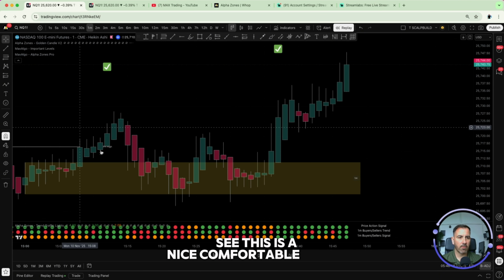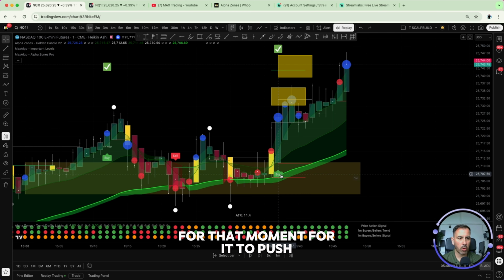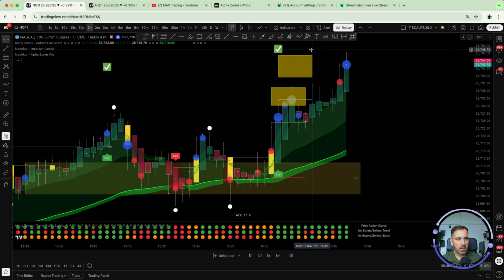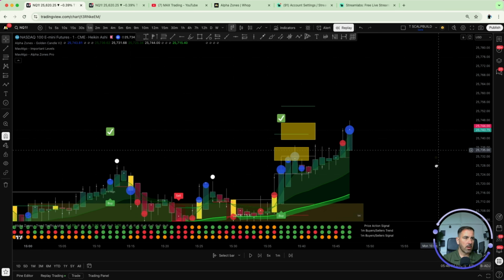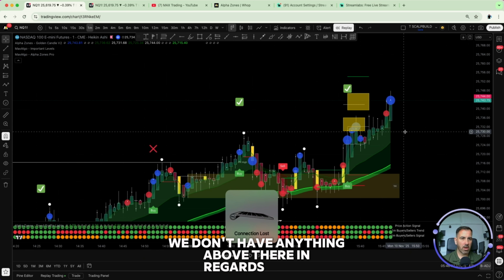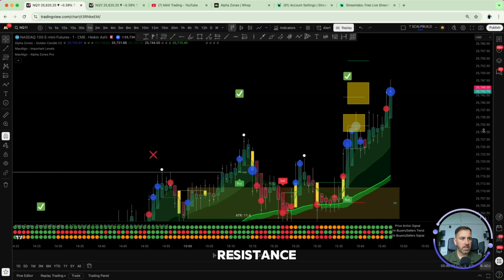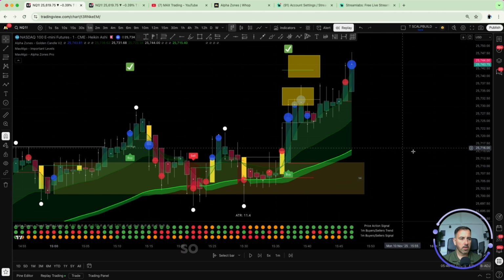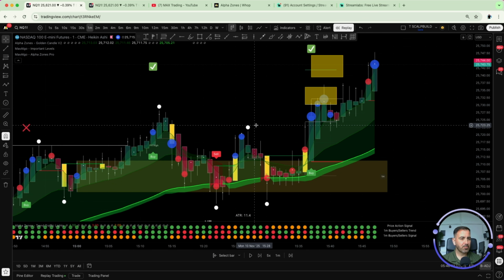See, this is a nice comfortable trade. We've been waiting for that moment for it to push up, and that is exactly what it does. Straight up to TP3. We don't have anything above there in regards to resistance. So there's one trade, one win.